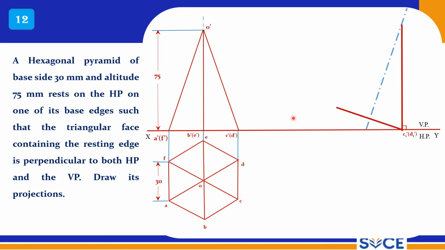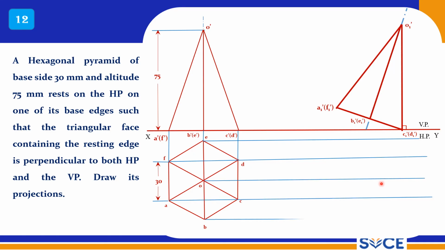Now reproduce this view here as I said earlier. Cut an arc with this distance, and with this distance cut another arc. The intersecting points are your A1 dash and F1 dash. And draw the thick lines. So these are the projectors from each and every point in the simple top view, and draw these projectors from the front view also. From O dash it will lie on the same line. So now mark the points.